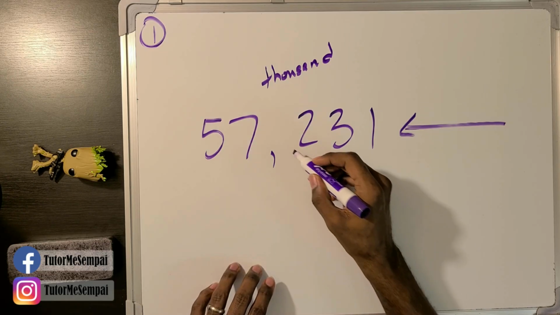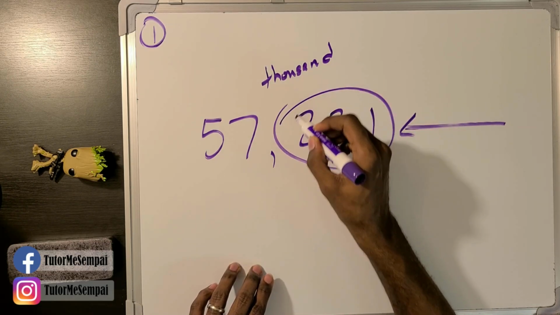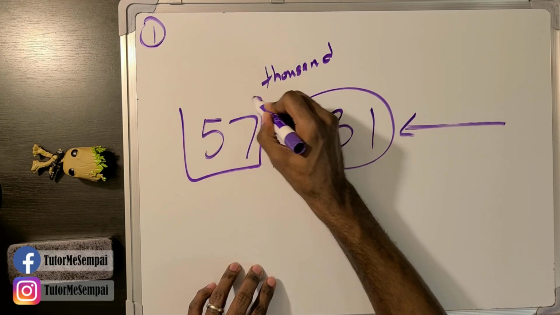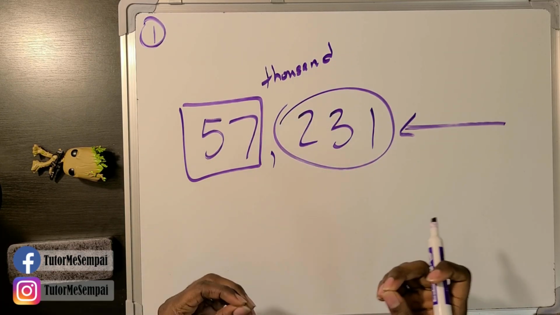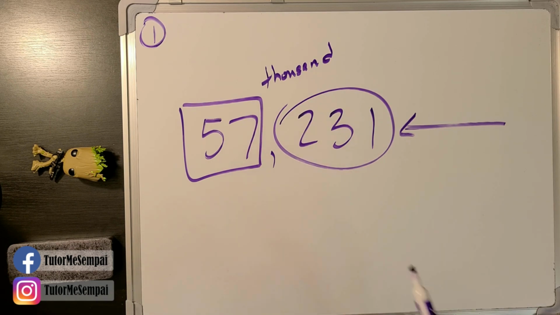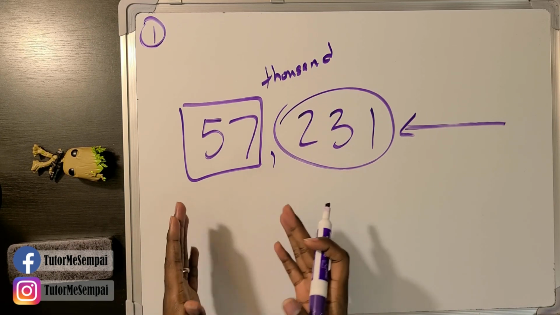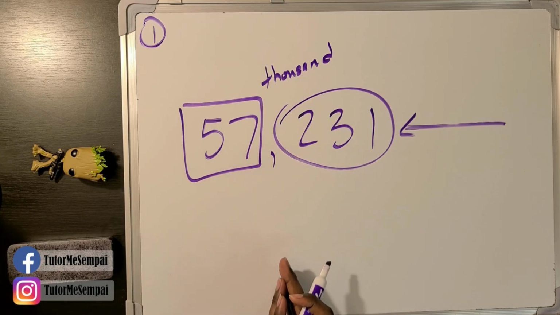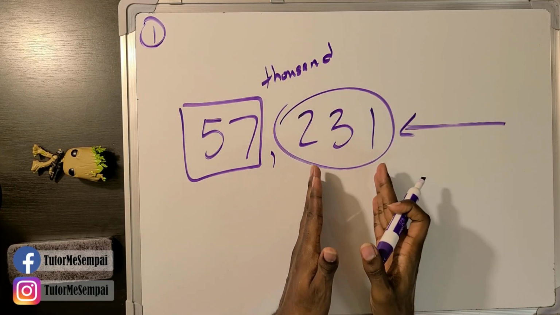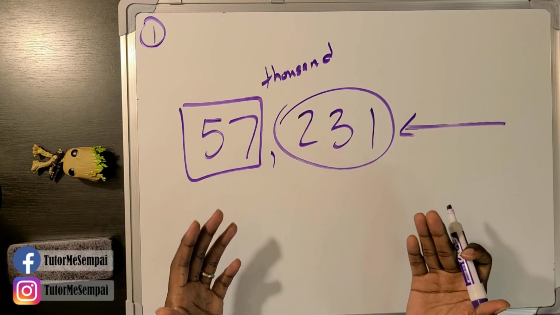Now you realize we have a group of 3, but we also have a group of 2. I told you you can have smaller groups, you just can't have anything bigger than 3. So to actually read this, we're going to read what's in the box, we're going to say the name of the comma, and then we're going to say what's in the oval. So try to read along with me.